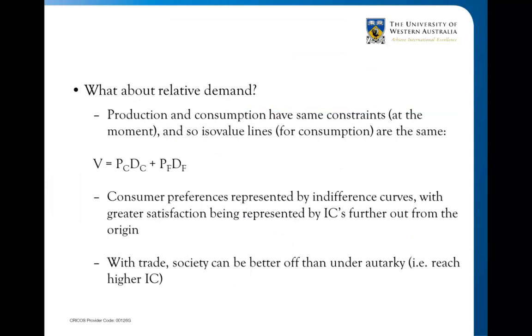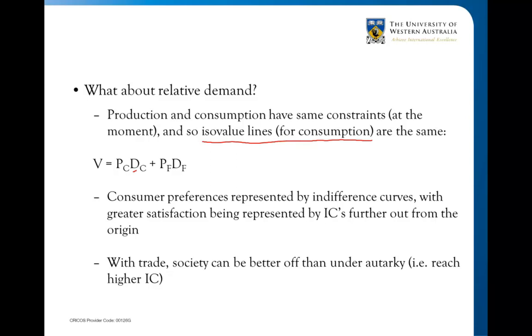This is what we want to spend a bit of time on in this video. So some quick notation. Again, this D means consumption. So we've got Q for production, D for consumption. And we've got the same constraints at the moment, production and consumption. These iso-value lines for consumption are therefore the same.